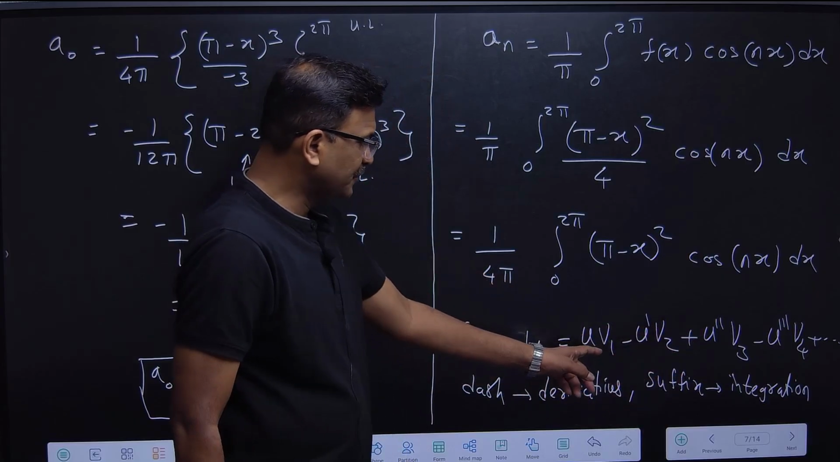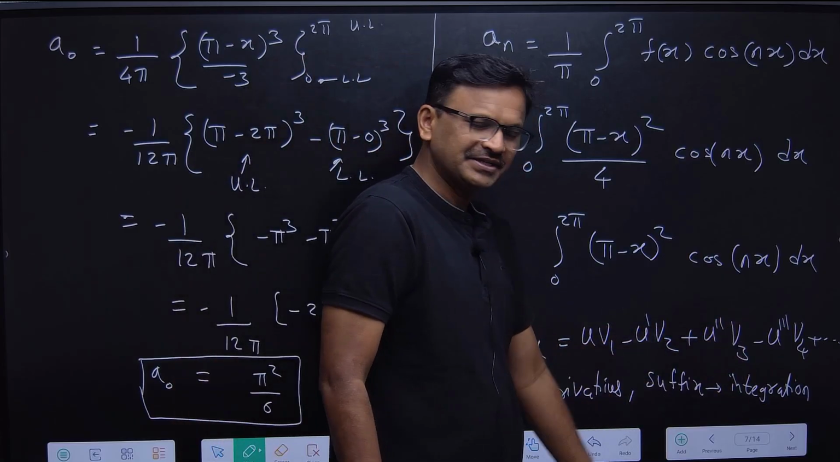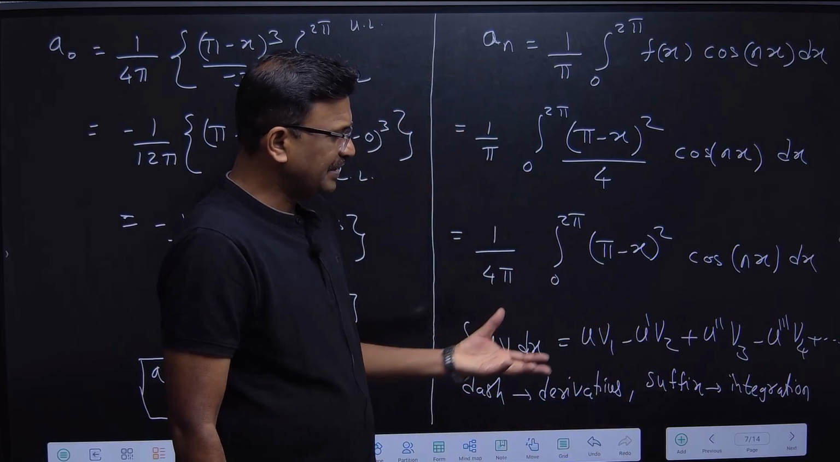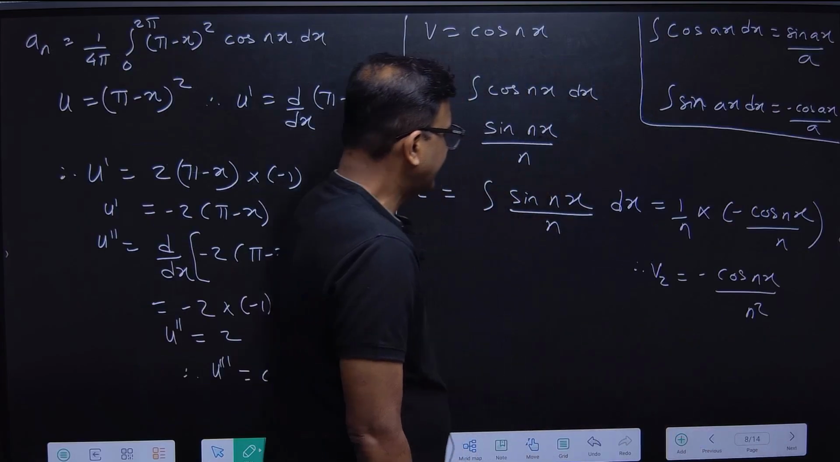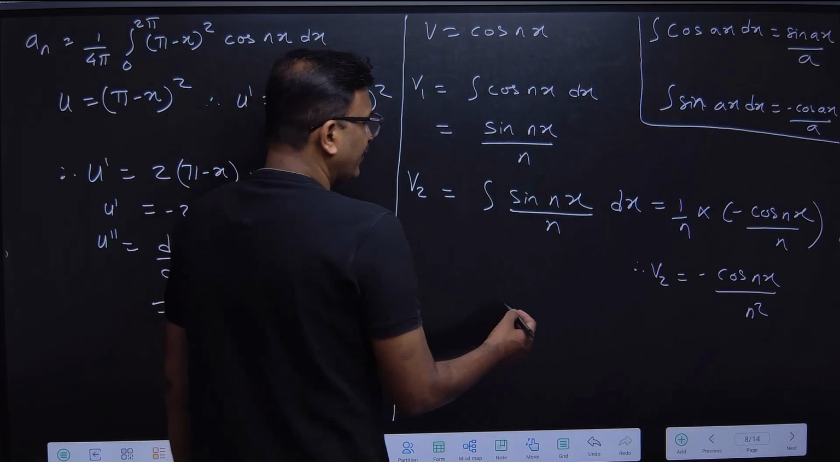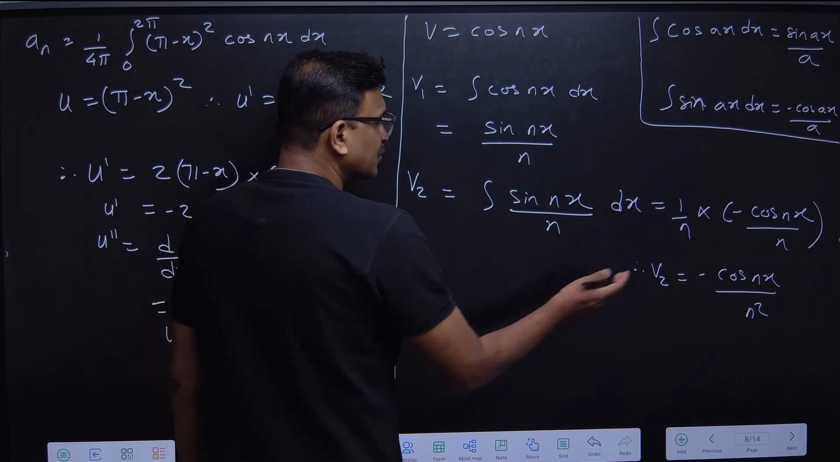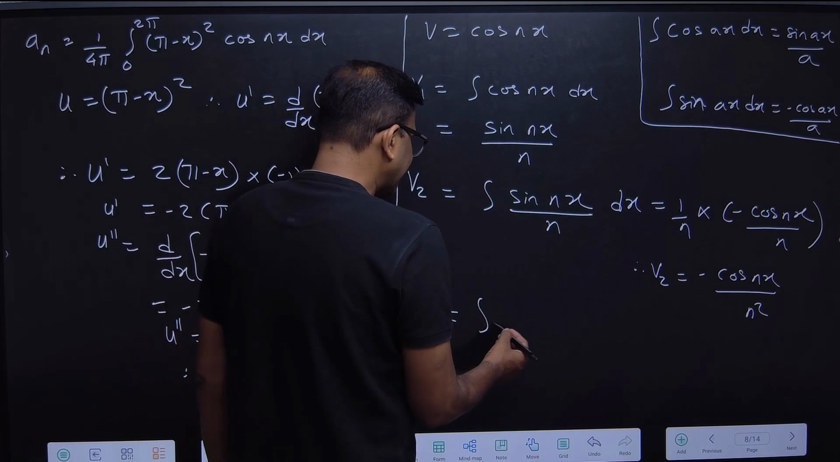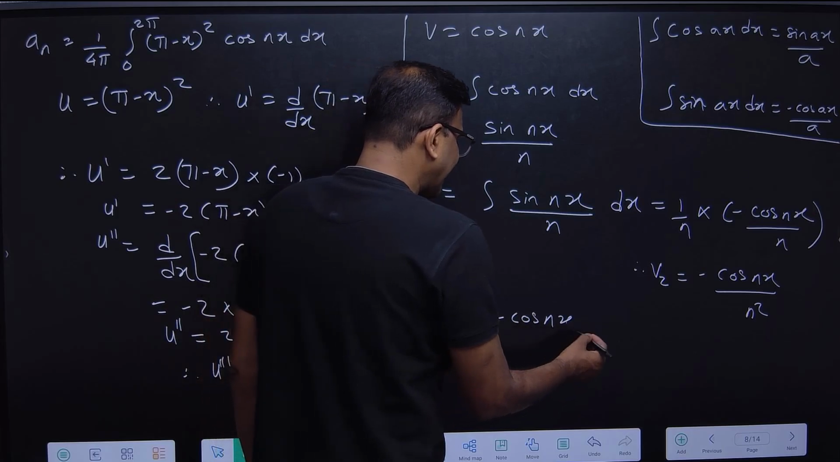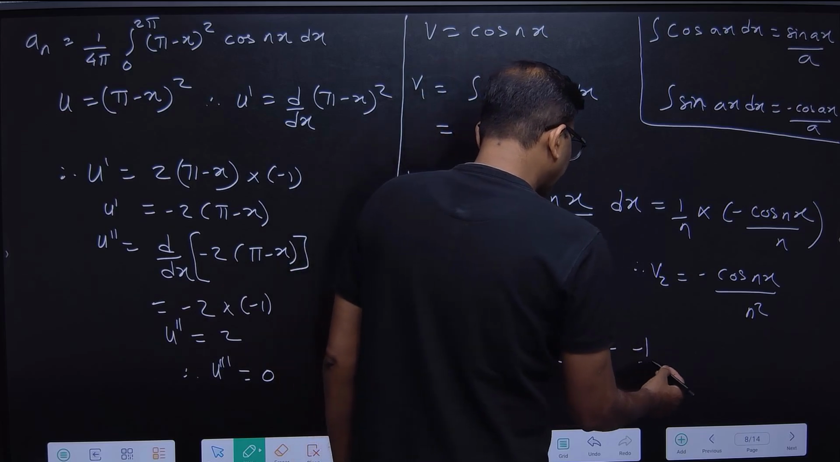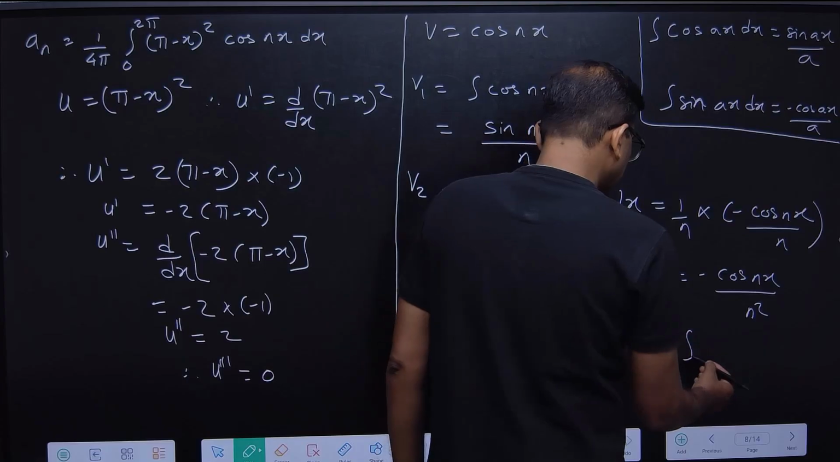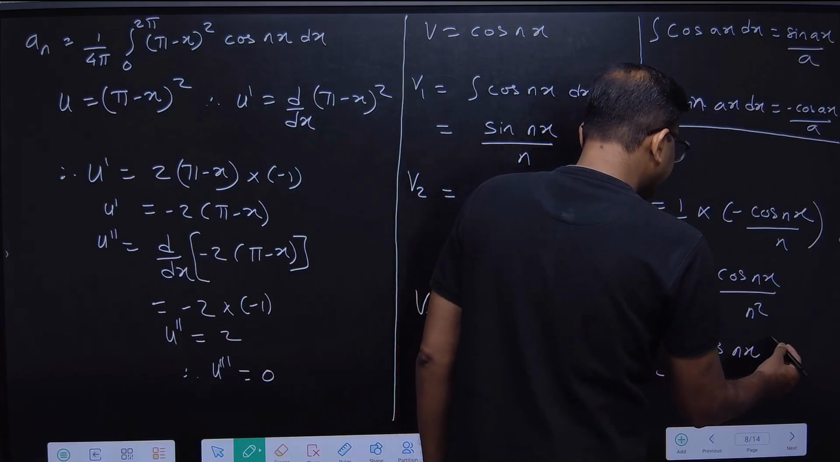So the formula is u into v1 minus u dash v2 plus u double dash v3. We are having u double dash as 2, u triple dash is 0. So we'll have to find terms till v2. Yes, so I got v2 here. Now I'll find v3. v3 is nothing but the integration of v2. So it is integration of minus cos nx upon n square dx. We can take that minus 1 upon n square outside. It is integration of cos nx dx.